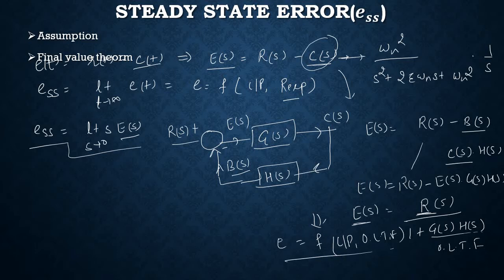But this has a problem. This method also creates one more problem. What is that? When we use this method, the error E(s) will be equal to R(s) minus B(s). And in this case, E(s) equal to R(s) minus C(s). So they may or may not be equal. When they are equal and when they are not equal: this B(s) is actually equal to C(s) into H(s).